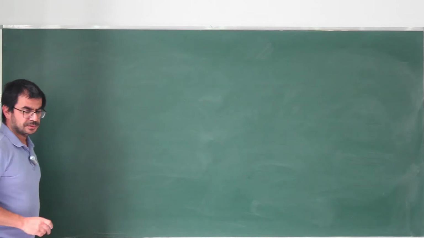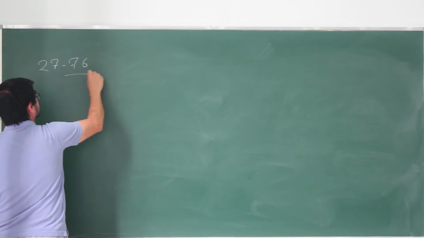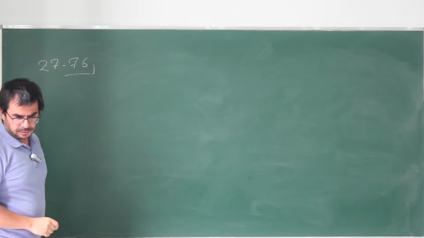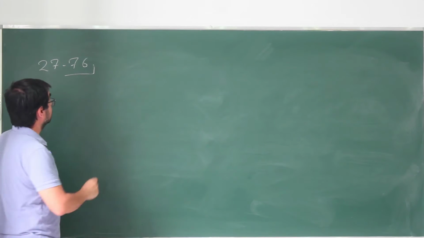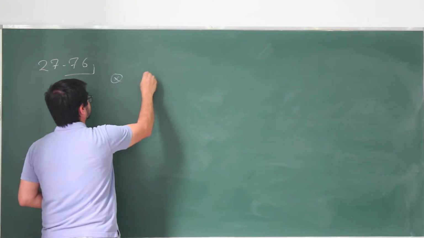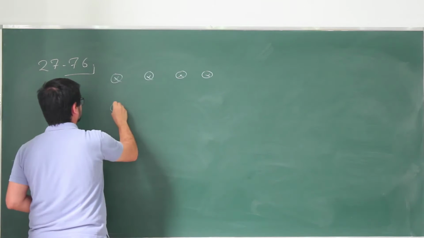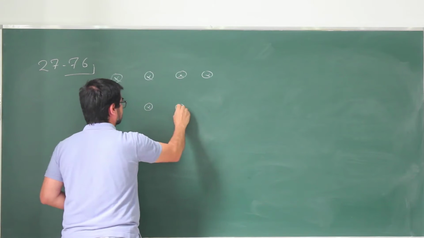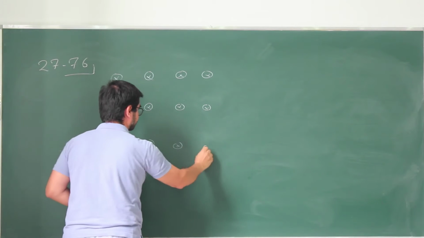So this is problem 76 from chapter 27. We have here a combination of magnetostatics with just statics. We have a uniform magnetic field that's into the page, so I'm going to draw it into the plane of the blackboard. This magnetic field is uniform.